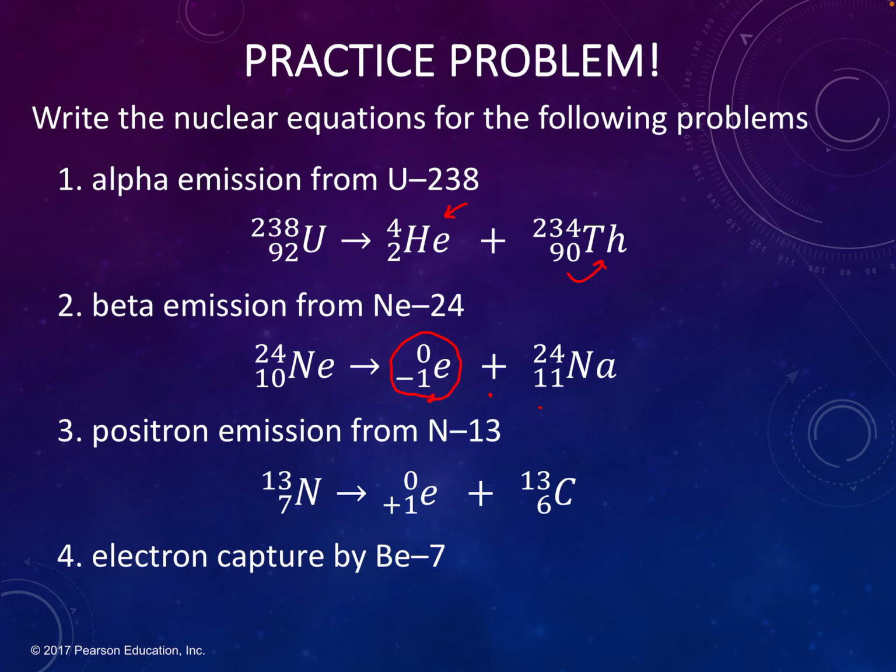And then the last one is electron capture. When we have electron capture, that electron will go on the left-hand side with our beryllium here. Our beryllium is going to capture an electron from one of those innermost orbitals. And it's going to take a proton and turn it into a neutron. So we'll see our atomic number decrease by 1, but our mass number doesn't change. So 7 plus 0 stays 7, 4 plus a -1 gives us 3, and our 3 is lithium.